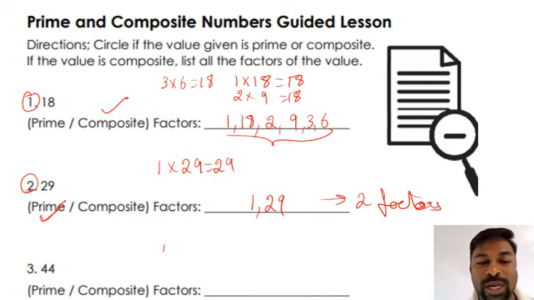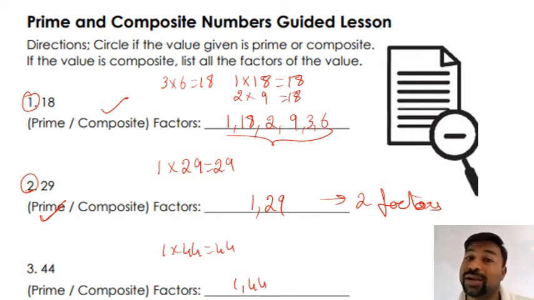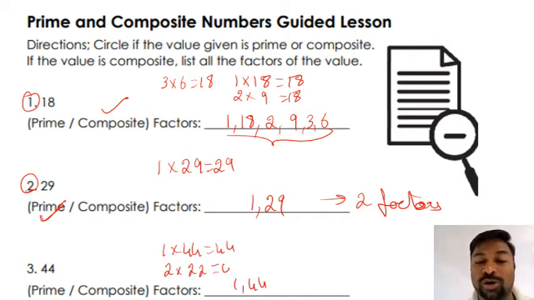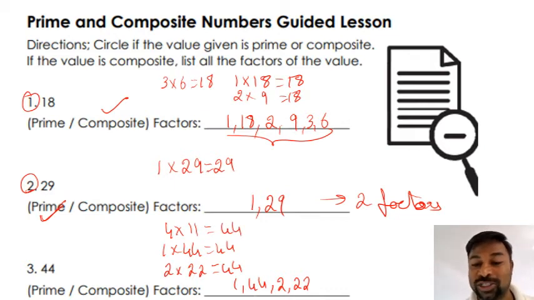Straight away, 1 into 44 equals 44. So the factors are 1 and 44. Do you find 44 in any other table? Yes. 2 into 22 is also 44. So 2 and 22 are also factors. Do you find any other? We find it in the 4 table also. 4 into 11 is also 44. So shall I say 4 and 11 are also factors?